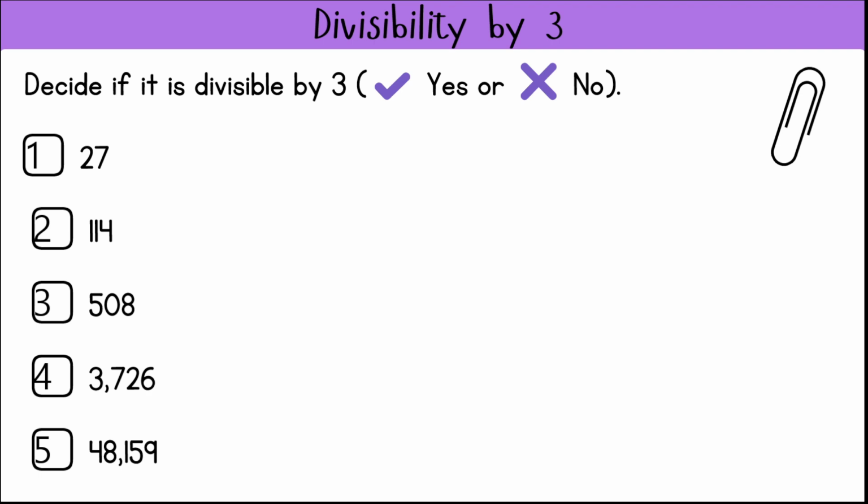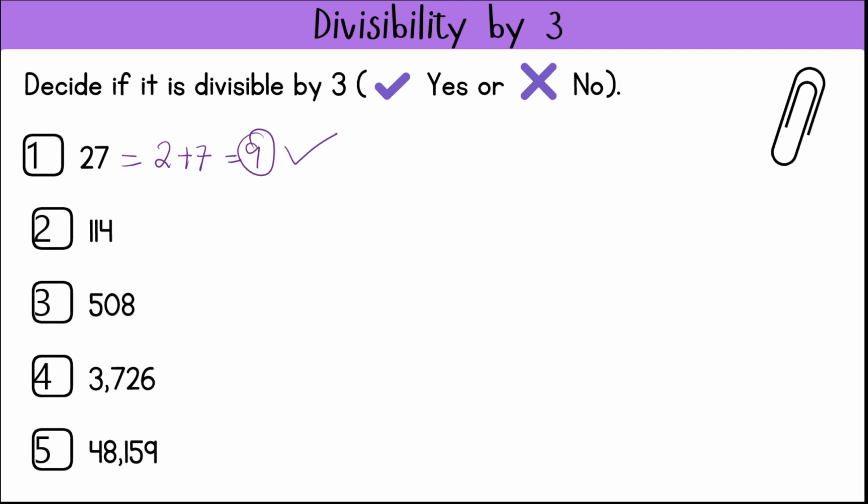Let's look at the exercise we have here. It says we should decide if these stated numbers are divisible by 3. For number 1, we have 2 and 7, that is 27. Let's see if it's divisible by 3, though this one is a very simple one. We are going to have 2 plus 7, and 2 plus 7 is equal to 9. 9 is a multiple of 3, so we can say that 27 is divisible by 3.